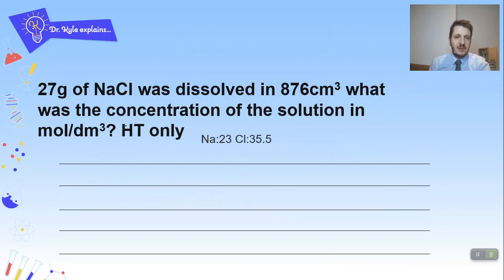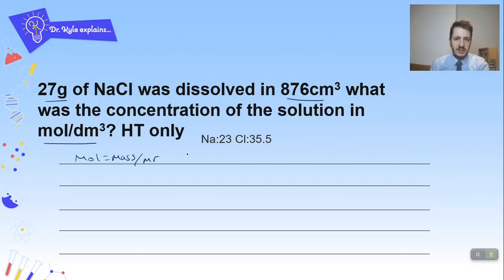Okay, last one then. 27 grams of NaCl was dissolved in 876 centimeters cubed. What was the concentration of the solution in moles per decimeter cubed? Again, higher tier only. So, a couple of ways to do this. The first thing I'm going to notice, it's asking for moles per decimeter cubed, but it's giving 27 grams in 876 centimeters cubed. So first thing I'm going to do is work out my moles. So how do I do that? Moles equals mass divided by MR.